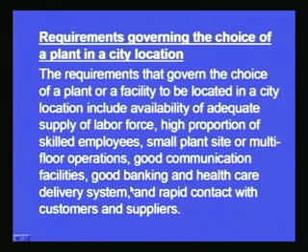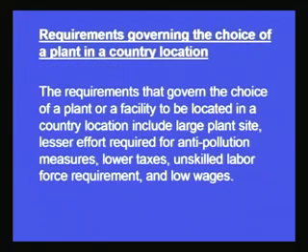Whenever these kinds of requirements are there, they will lead the decision maker to decide in favor of a city location. Similarly, there are certain requirements governing the choice in favor of a countryside location. Let us go through those points now.